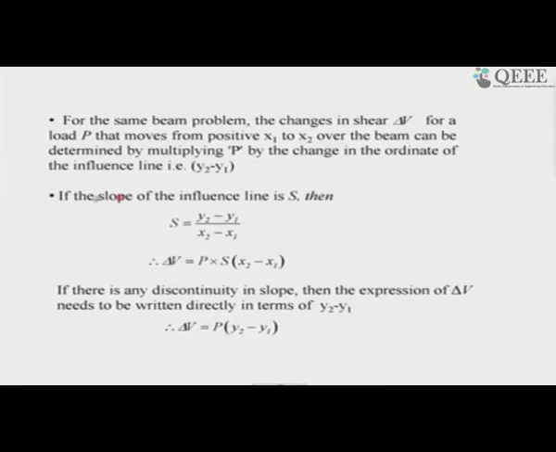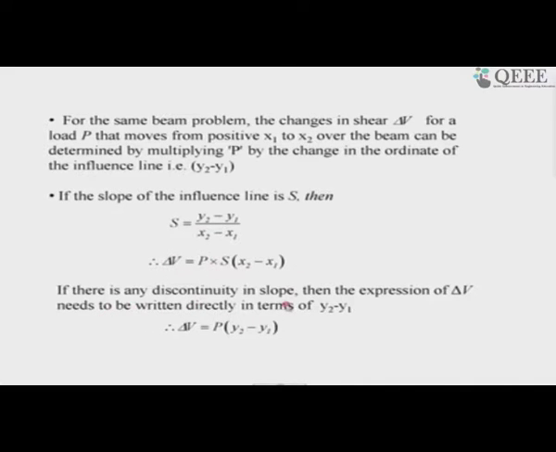So, in some form, the slope of the influence line, if I compute it as y2 minus y1 by x2 minus x1, where x2 and x1 are the coordinates of those points, then I can say that delta V is related to the change in the shear like this. This is the change, and this is the slope equation. So, I think this is what it is.